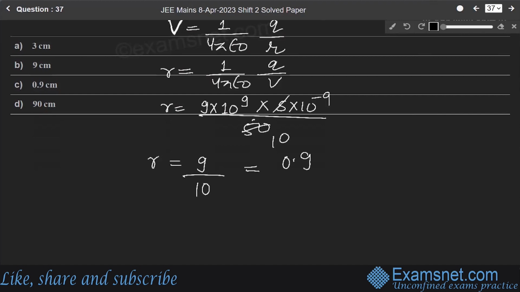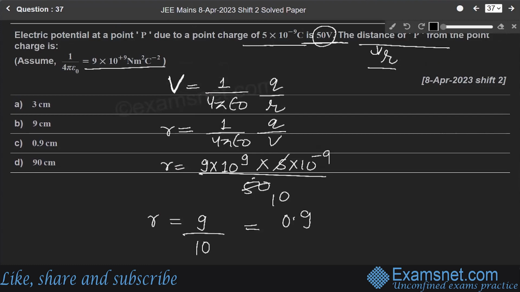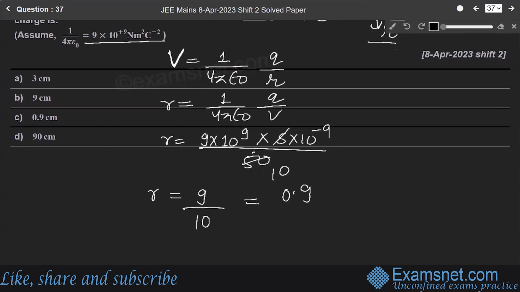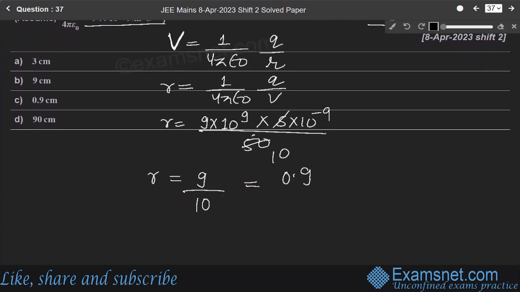Okay, 0.9. Sorry, into 100, it will be equal to 9 into 5 over 50. Wait a minute, R equals 9 into 5 over 50, which is 9 over 10, 0.9. So the correct option is option C, 0.9.